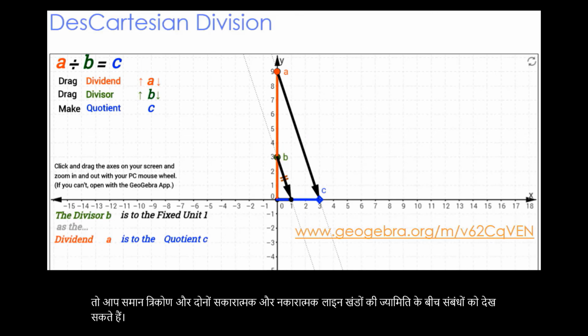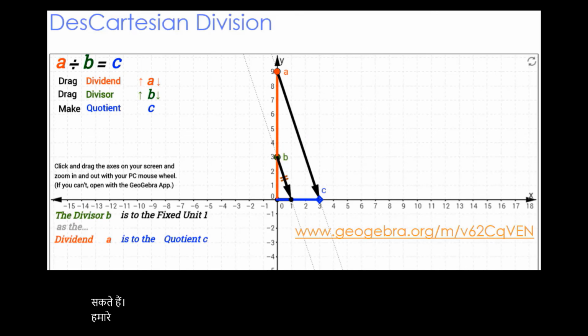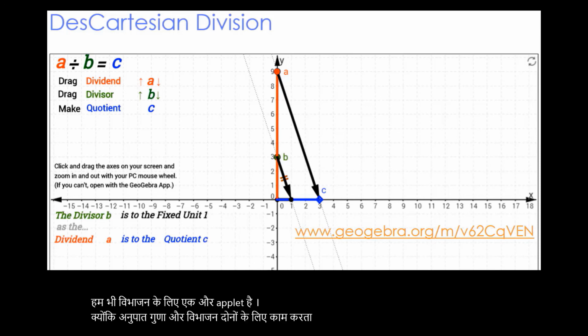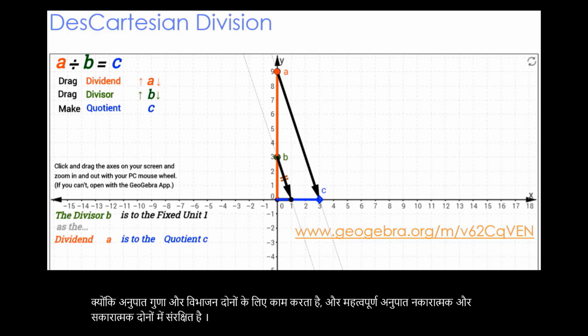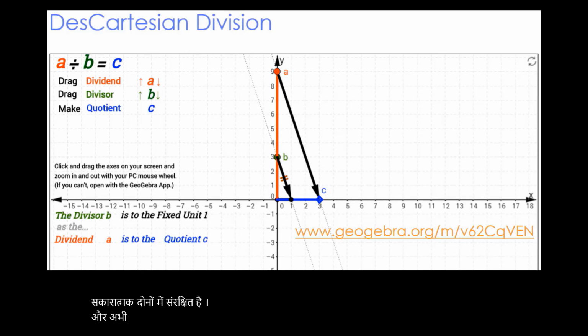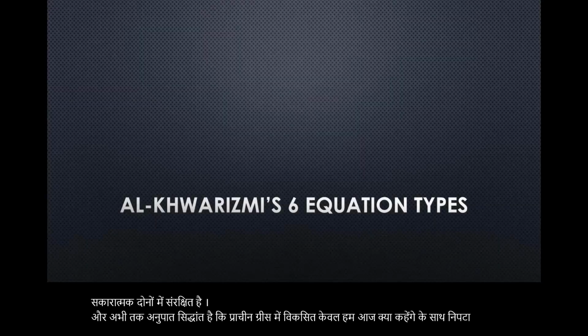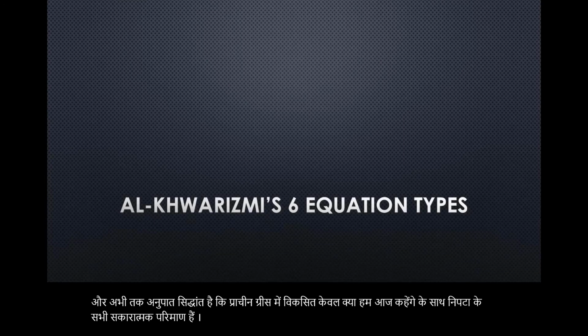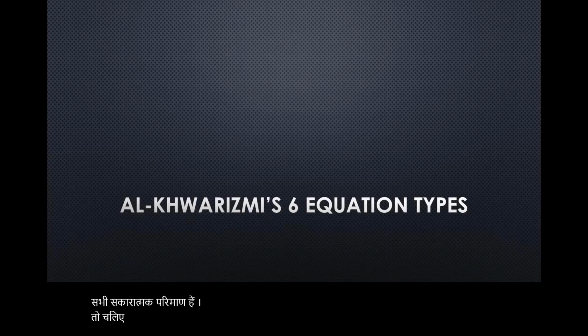We also have another applet for division, because proportion works for both multiplication and division, and importantly, proportion is preserved across both negative and positive. And yet all of the proportion theory that developed in ancient Greece only dealt with what we would say today are positive magnitudes. So let's look at Al-Khwarizmi's 6 equation types.